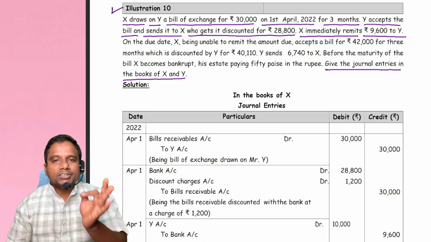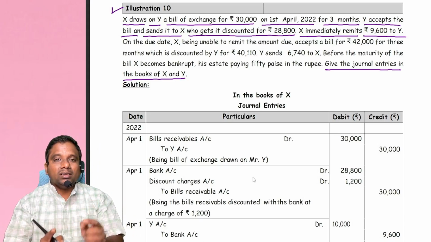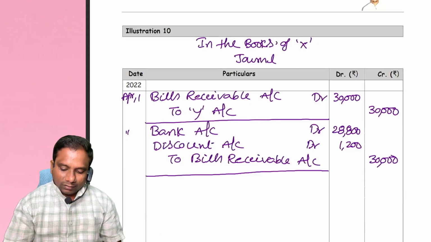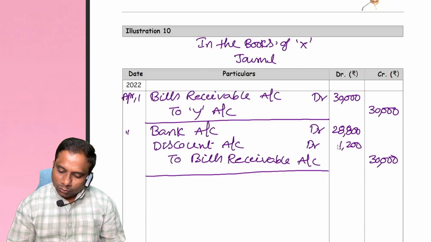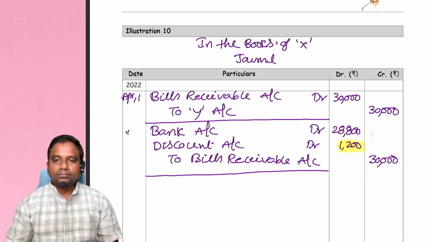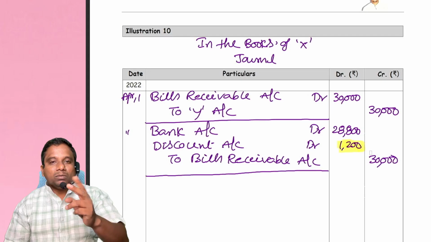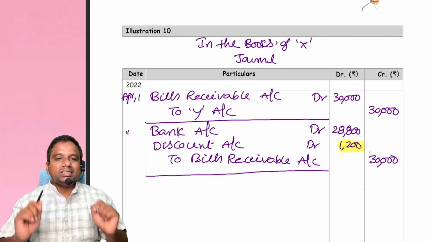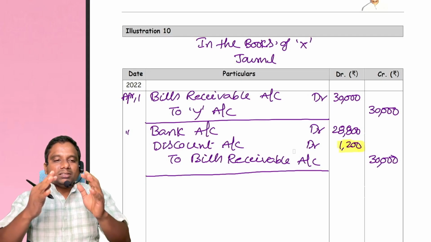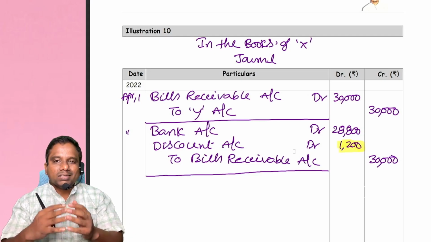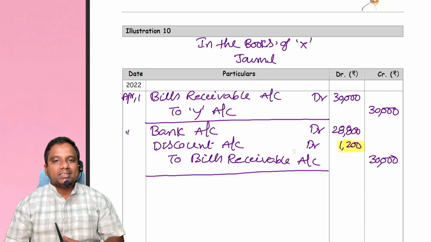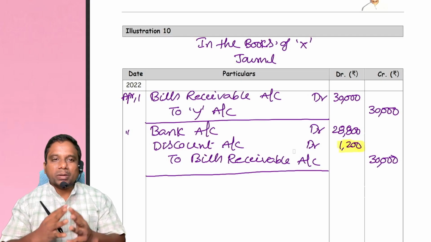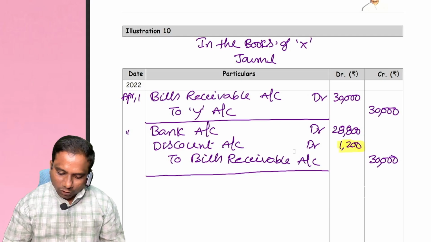Here the proceeds of the bill is shared between X and Y. When the proceeds of the bill is shared, the discount portion also should be shared. Sir, how the discount is distributed between two parties? In the same proportion, we share the discount also. Do remember. Clear? Now look at.